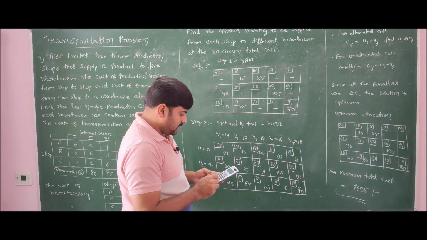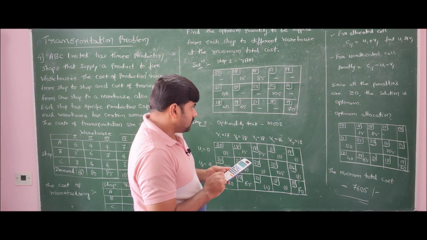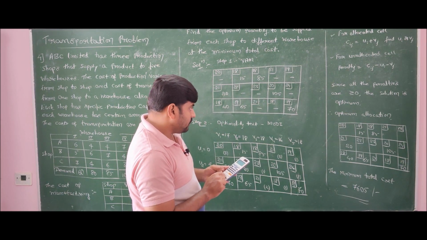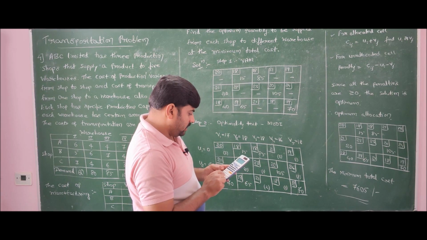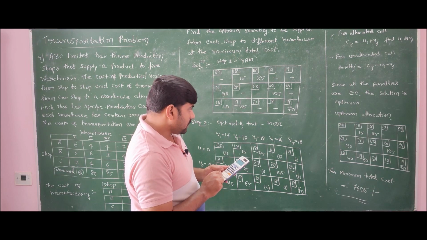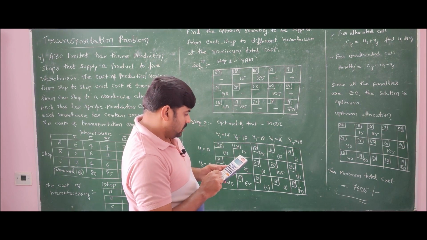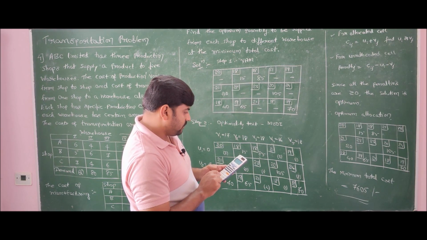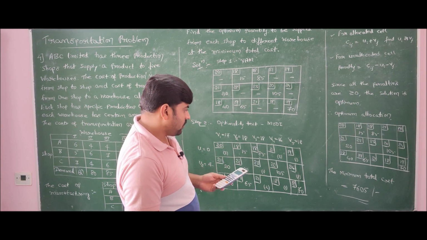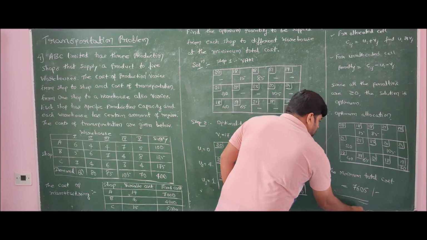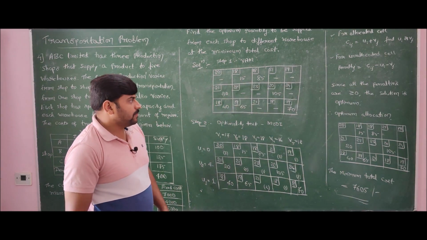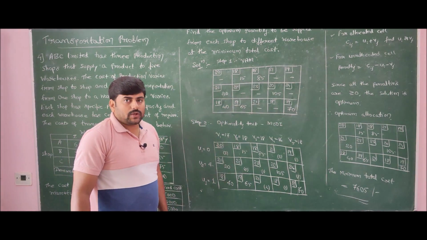Let me cross verify once again. 18 into 15 plus 18 into 85 plus 21 into 20 plus 20 into 105 plus 18 into 40 plus 19 into 65 plus 19 into 70, 7605. So this is the total minimum cost and this is the optimum allocation that we have.